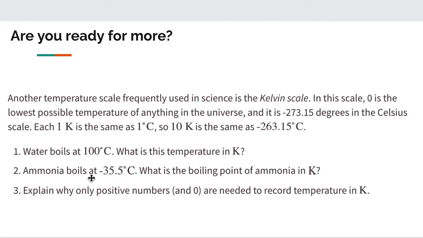It says ammonia boils at negative 35.5 degrees Celsius. What is that boiling point in Kelvin? Okay, so again, we know 0 is this number. We need to get from negative 273 to negative 35. And so we need to do some adding to get there. And it's going to be positive because Kelvin's always positive. Kelvin doesn't go negative.